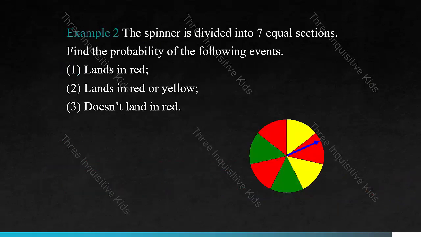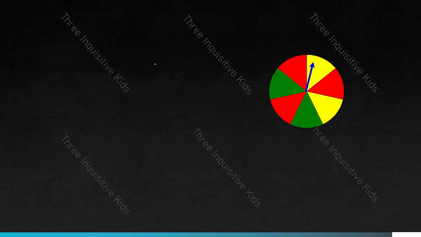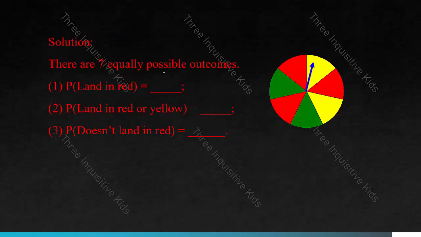Example 2, the spinner is divided into 7 equal sections. The probability of the following events are blank, blank, and blank. There are 7 equally possible outcomes because all these sections are equal. The probability of landing in red would be 3 out of 7. The probability of landing in red or yellow would be 5 out of 7. And the probability of not landing in red would be 4/7.